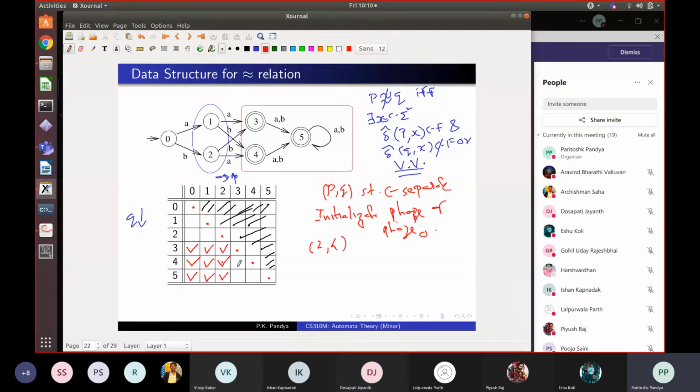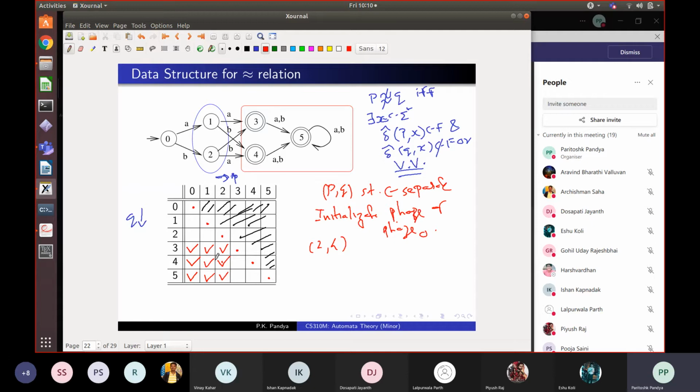What about 3, 4? I cannot put a tick here. Equivalent? Well, that is what you are guessing. What I am saying is at least both of them are final or both of them are non-final. So I cannot put a tick in the initial phase. Later they may turn out to be inequivalent, but currently I cannot put a tick. Similarly, 3, 5 also cannot be put and 4, 5 cannot be put. So this is my initial marking of this table.